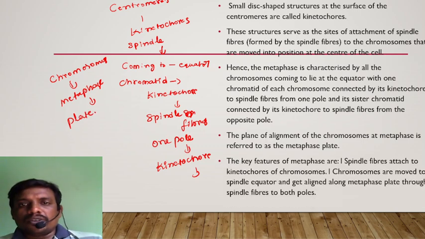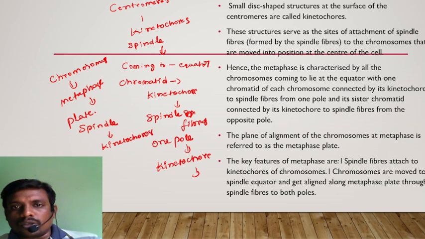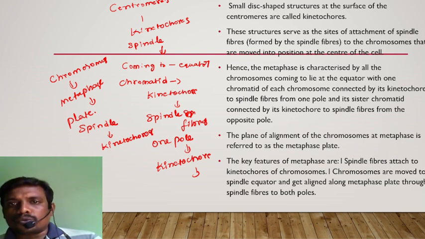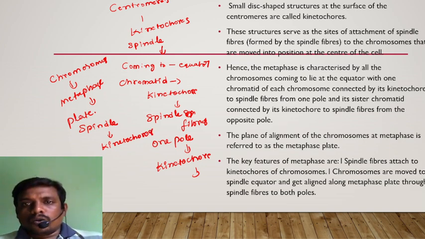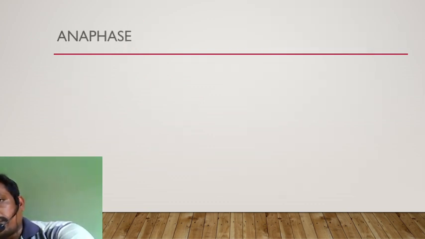Here, the key feature of metaphase is that spindle fibers are attached to the kinetochores of chromosomes, and chromosomes are moved to the spindle equator and get aligned at the metaphase plate, held by spindle fibers at both ends.